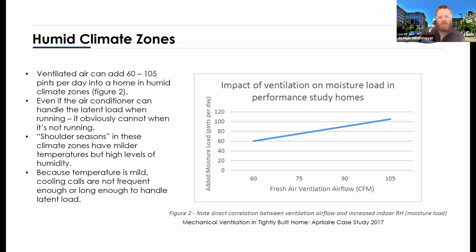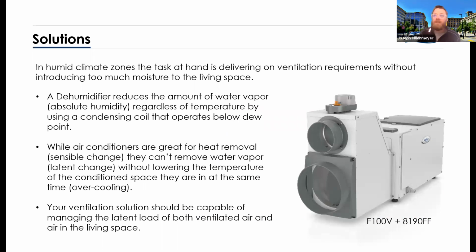And by the way, we have sensible and latent load. Sensible is what an air conditioner or a furnace takes care of. That's temperature. Latent load is moisture. An air conditioner can do a little bit of both, but it is designed to handle sensible load. A dehumidifier, on the other hand, removes the absolute humidity regardless of temperature by condensing the air below the dew point, and then you shed that water off. That's why we're able to remove that without doing anything to temperature.